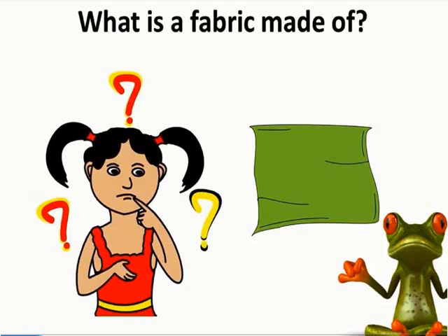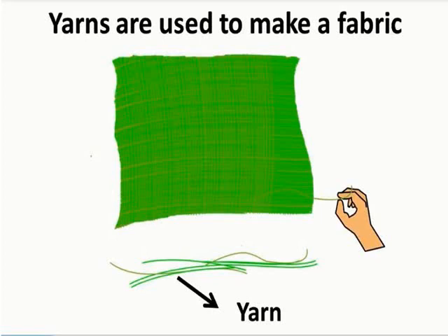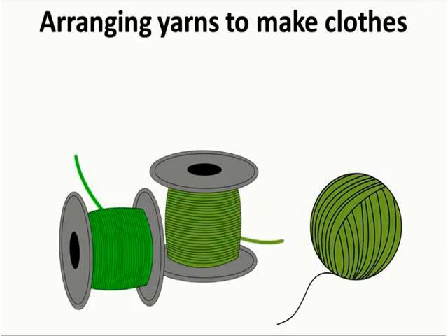What exactly is a fabric made up of? Let us have a close look to know how a fabric is formed. If we take a piece of cloth, we can see threads coming out from its sides. These are yarns. Different types of yarns are used to make different fabrics. The yarns are arranged in different patterns to make a fabric or a cloth.